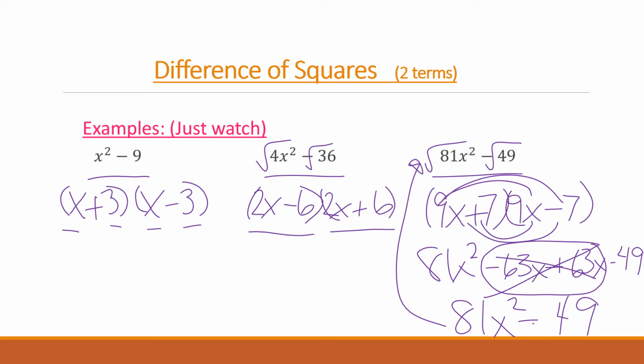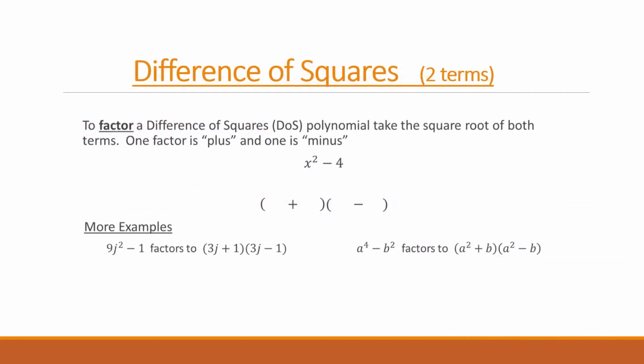All right, so moving on here. Again, just to explain this, to factor that difference of squares polynomial, you're going to take the square root of both terms. And one of your sets of parentheses is going to be a plus, and the other one is going to be a minus. It doesn't matter which order they're in. So for example here with this binomial 9j squared minus 1, the square root of 9j squared is 3j, so you put that in the front of both parentheses. The square root of 1 is 1, so you put that in the back, and then one is adding and one is subtraction, and you're done.